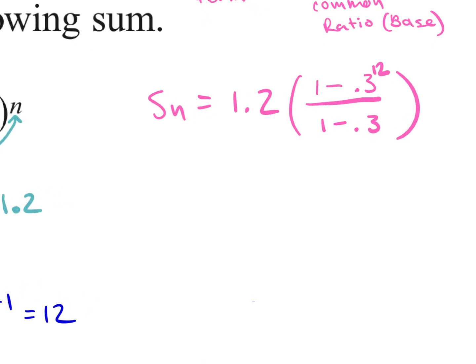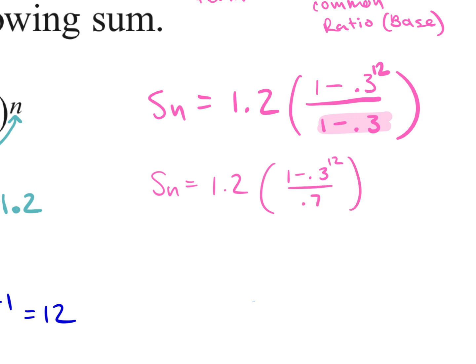We are going to work with the parentheses first, so inside of our parentheses. I always like to do the bottom first just to find out what number that is. I'm going to write it and keep it on the bottom. That way I can almost just keep everything else in my calculator. So I'm just going to do 1 minus 0.3. We get 0.7. So the sum is equal to 1.2 times 1 minus 0.3 to the 12th power over 0.7.